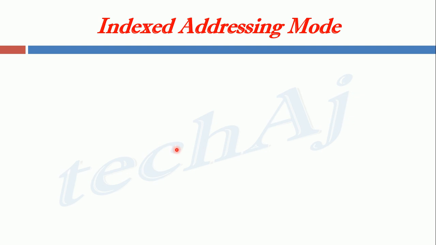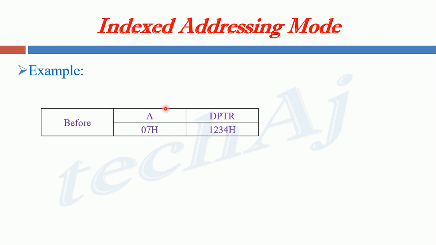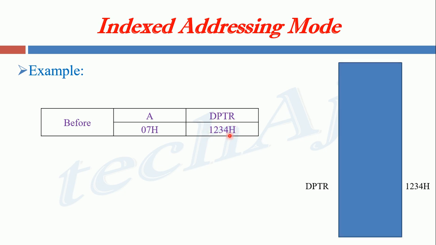Let us check one example of indexed addressing mode. Suppose initially accumulator is having the value 07H and DPTR is having the value 1234H. We know that DPTR is a 16-bit register, so it is pointing to a 16-bit address. This 16-bit address in a memory has some value stored in it. Suppose this address is storing the value 12H.